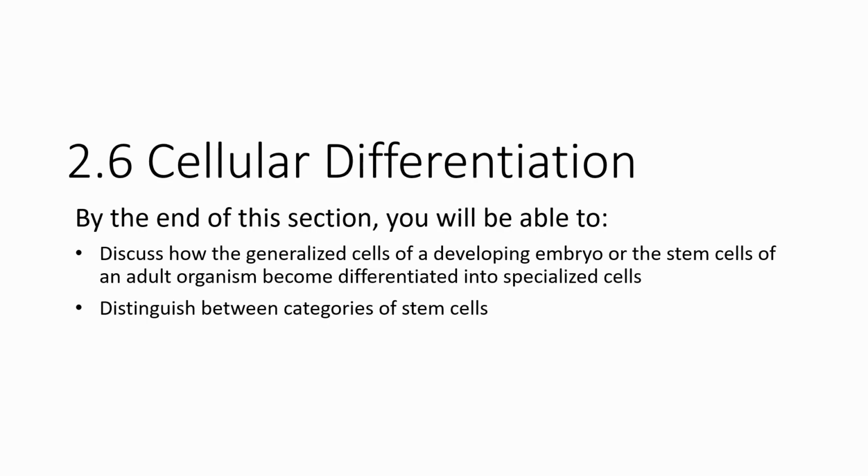So we're going to talk about how we go from a general cell during development, like as an embryo, and stem cells that we find in our own bodies too. We'll talk about some stem cells as we go through the course. We're going to talk about how we go from general to specific. And then we're also going to talk about different categories of stem cells, because not all stem cells are created equal. Some are only found during certain parts of your lifetime, and others we find all the way through until the end.